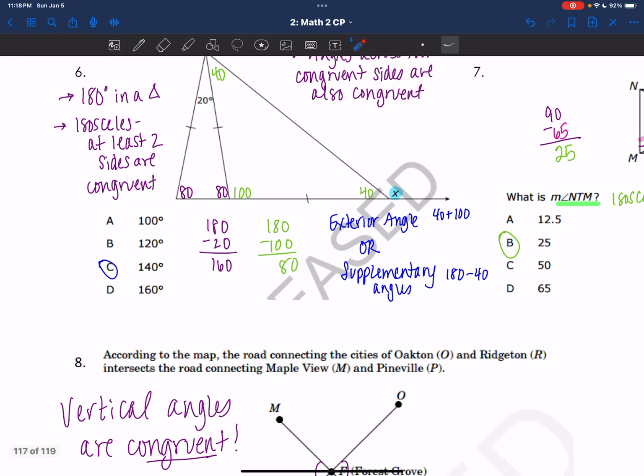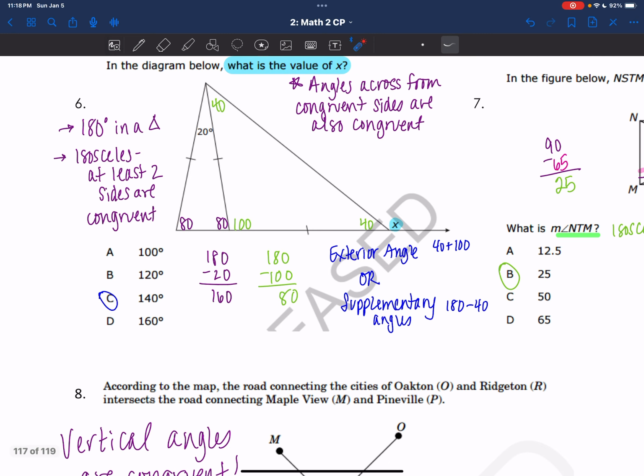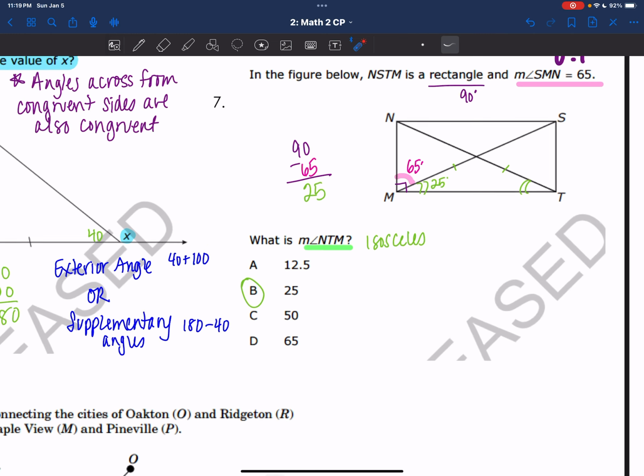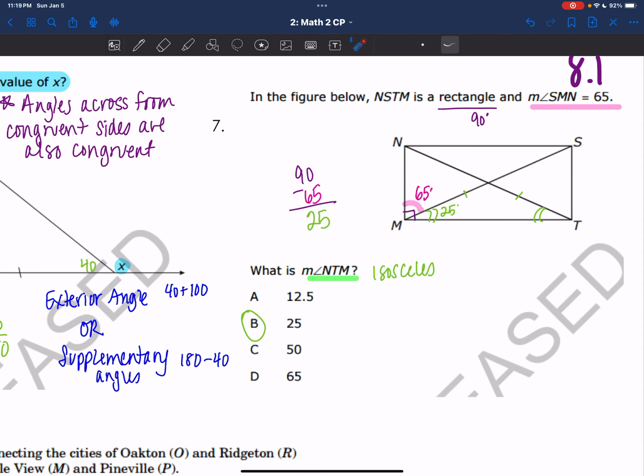So then it wants to know what's the value of x. Well, x is all the way out here. So you can do it 2 ways. You can do supplementary angles here, where you go 180 minus 40 gives you that, or you can go 40 plus 100, which is your exterior angle, which would give you that. Either way works.